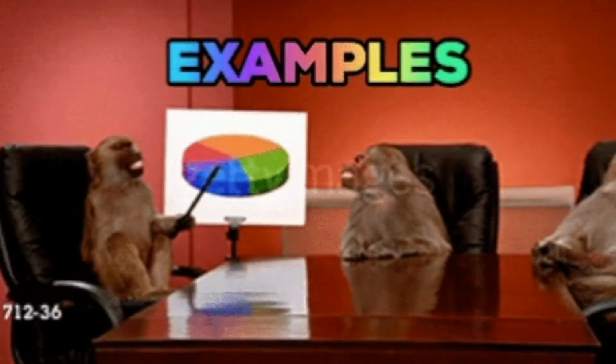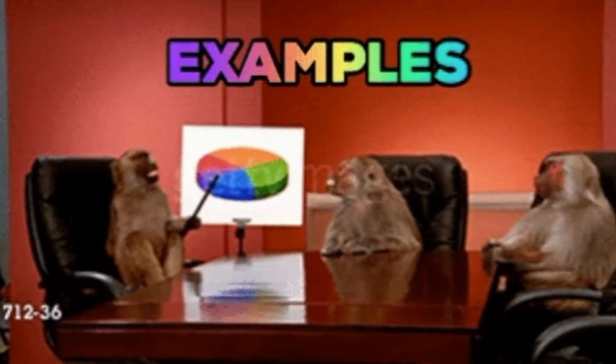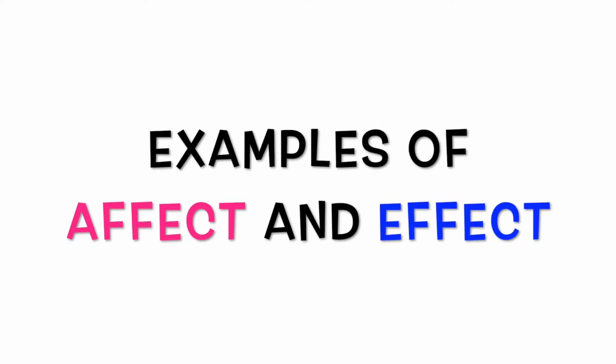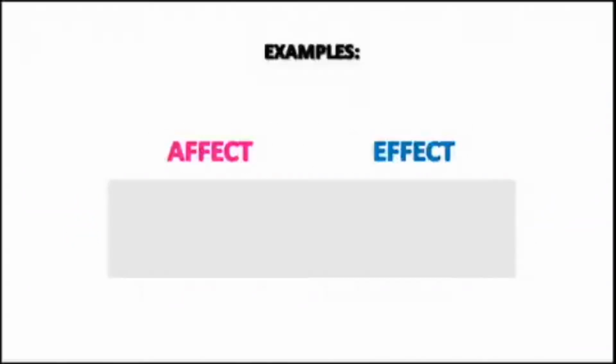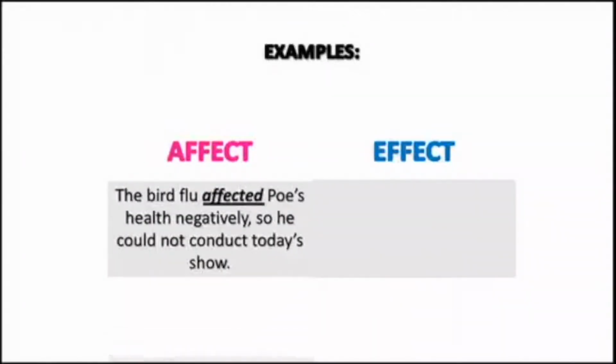Now that I've provided some background information on these two words, let's look at some examples of affect and effect in a sentence. The first sentence is, "The bird flu affected Poe's health negatively, so he could not conduct today's show." Here, we see that affect is used to show a change in Poe's health, so it is a verb.